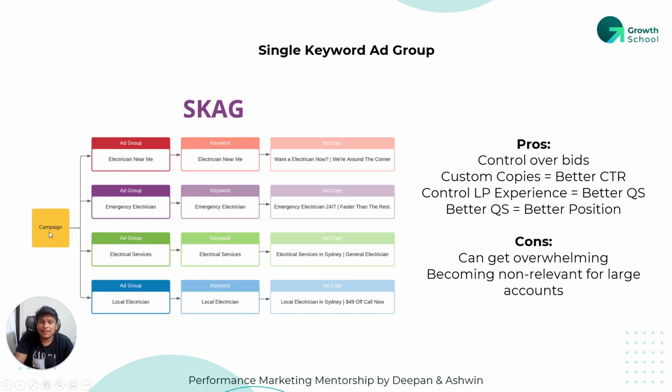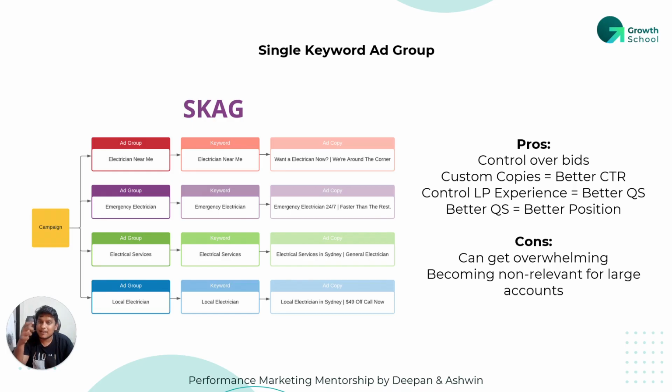They have a campaign, and I can set up, this is for electrician. Okay. And what are the different types of ad groups that you can set up for an electrician? You can put an electrician near me kind of keyword. You can put emergency electrician. You can put electrical services. You can put local electrician. Okay. And in each ad group, there is only one keyword. That's it. The best thing that you can do is you can use a phrase keyword and exact keyword.